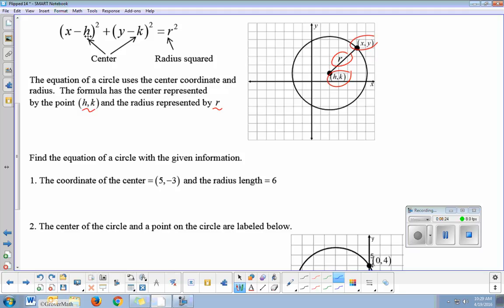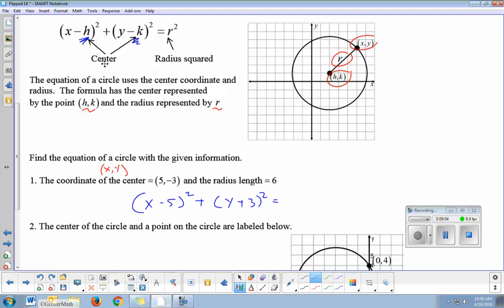h, k is your center, but notice that it's minus h, minus k. So for example, the coordinate of a center of a circle is (5, -3). So that would be (x - 5) squared plus, it's always plus between the parentheses, (y + 3) squared. Now, why is that? Because x, y represents all of the points on the circle. And if I'm doing the distance formula with these, I have to subtract the x's, so it'd be x minus 5 squared. And I have to subtract the y's, but y minus negative 3, minus a negative is what makes it plus.